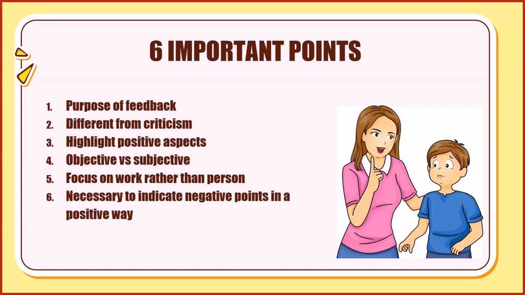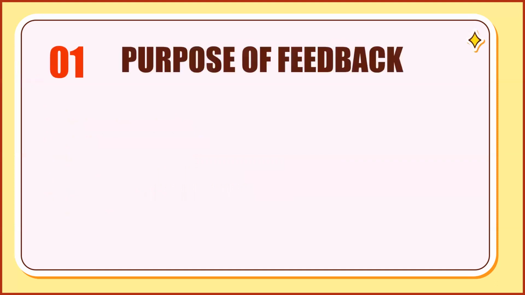So, having understood the six important points, let us now move into the details in order to get a better understanding of these points. So, first is the purpose of feedback. Before we give feedback, it is necessary to identify what the purpose of feedback is. That is, why are we giving feedback? We might be asked by someone to give feedback in order to hurt the sentiments of the person, in order to deliberately write negative things about the person.